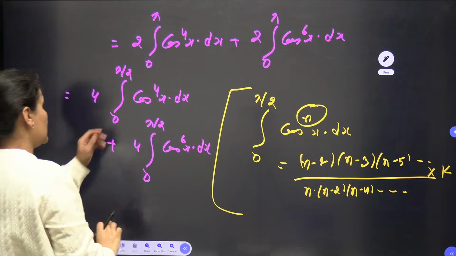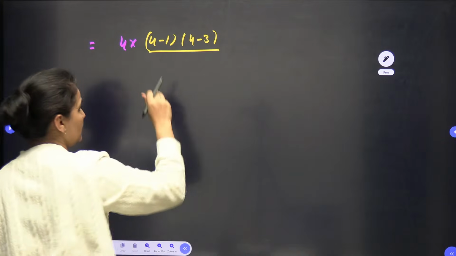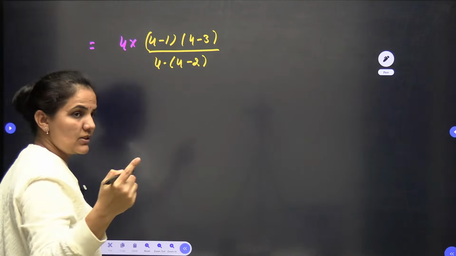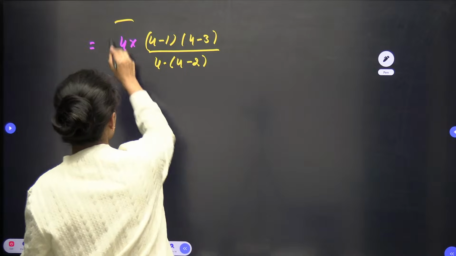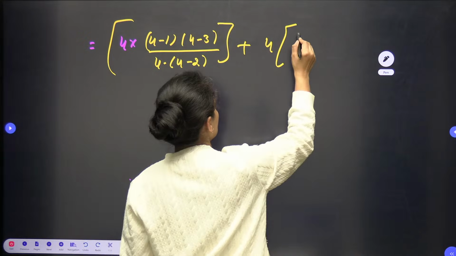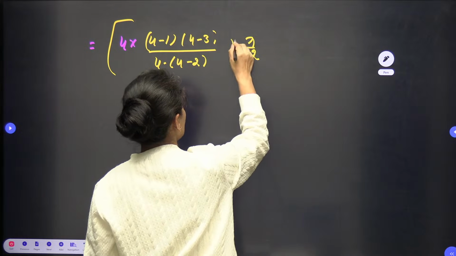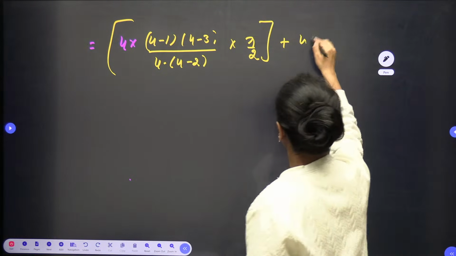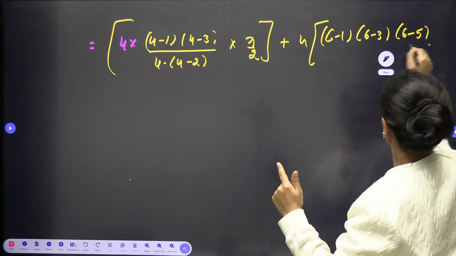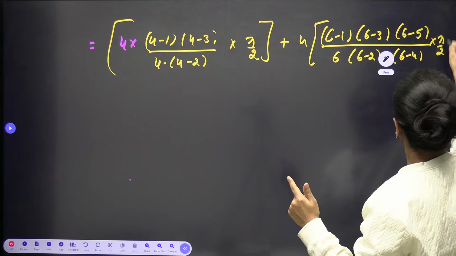When I solve this for cos 4, it will be 4 minus 1, 4 minus 3. After that 4 minus 5 would be there, but we will not include it. Divided by 4 minus 2. After that 4 minus 4 would be there, but we will not include that one. Plus again 4, and since n is even here, we need to multiply with pi by 2 as well. Plus again 4 times 6 minus 1, 6 minus 3, 6 minus 5 in the numerator, and 6, 6 minus 2, 6 minus 4 in the denominator, multiplied with pi by 2.